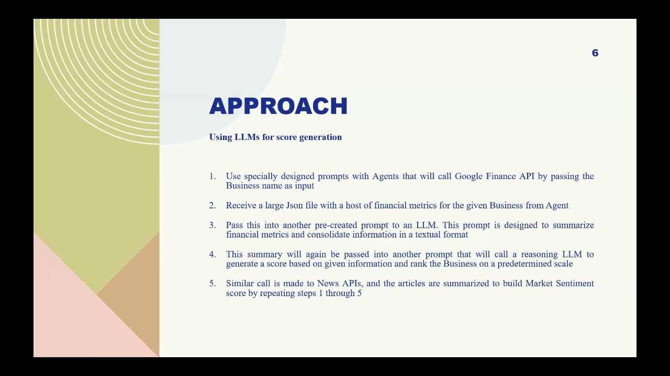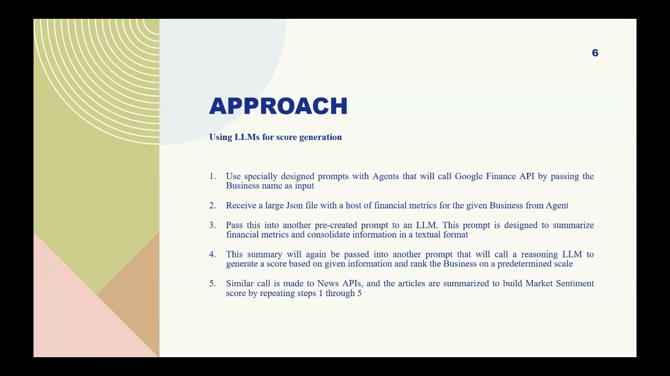Now, what we do is pass this to another prompt that is created to call an LLM with the given information that the agent has brought in. This is where the concept of LangChain comes into the picture, where you are connecting different prompts together. Once the data is brought in, which is a very huge JSON file containing all of the parameters, it is then passed on to a reasoning language model, and the prompt is designed in such a way that the language model is asked to understand and create a summary of what we can infer from all of these metrics taken together.